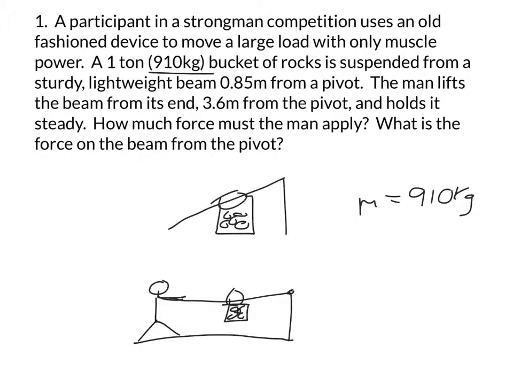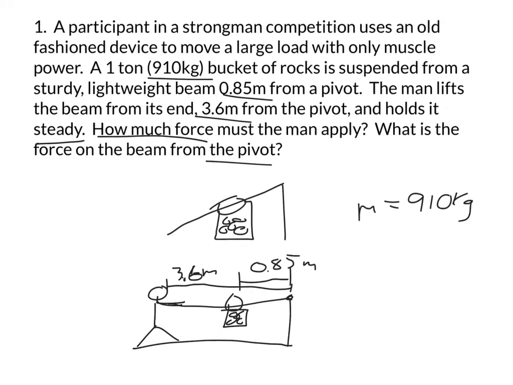From the pivot to the bucket is 0.85 meters. From the pivot to the dude, 3.6 meters. Okay. And he holds it steady, and that's the key that this is in static equilibrium. So how much force does he use, and how much from the pivot?